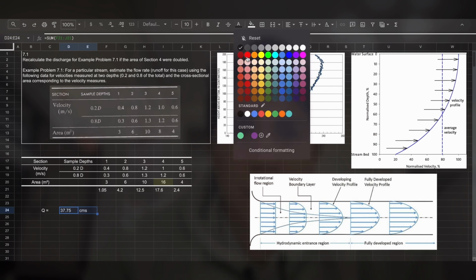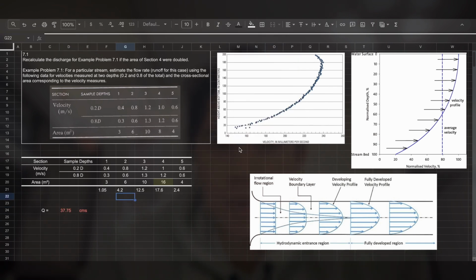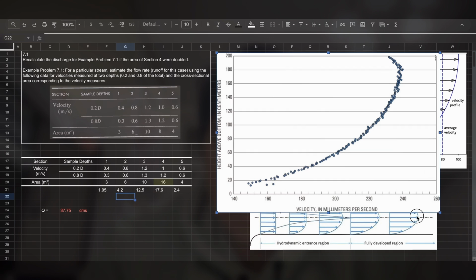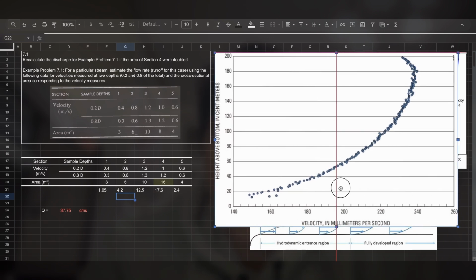Now, before we move on to the next problem, I want to explain really quick why we measure the velocity at 0.2 of the depth and 0.8 of the depth of the river. This is a velocity profile here. This is as if you were looking at a river from its side, either right or left. So let's say the water is flowing to the right direction. So it's coming from this end to the right.